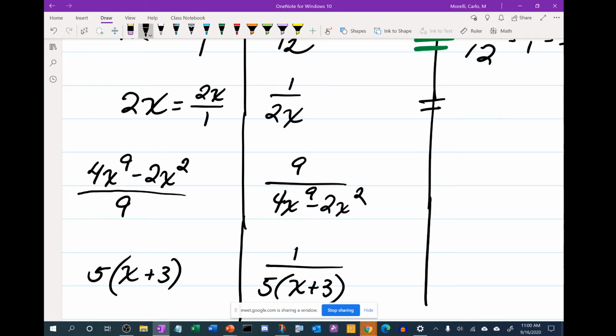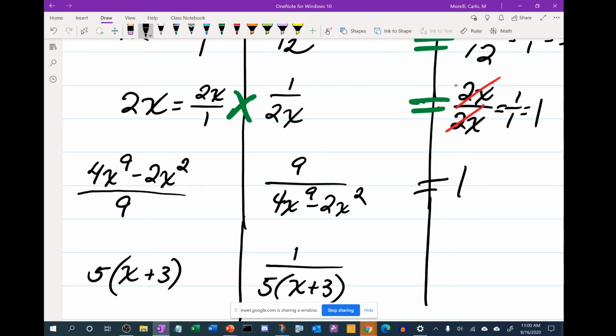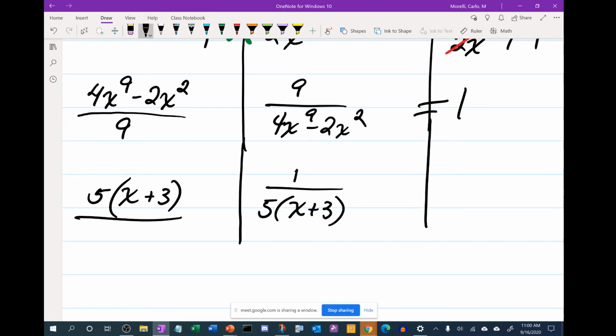Okay, look here. Let's make sure we got this. 2x over 1 times 1 over 2x equals 2x over 2x. The same thing divided by itself cancels down, and you get 1 over 1, or just 1. How about 4x to the ninth minus 2x squared over 9 times 9 over 4x to the ninth minus 2x squared? 1. You're done. You don't even have to think about it, right? How about this one? What's this? 1.